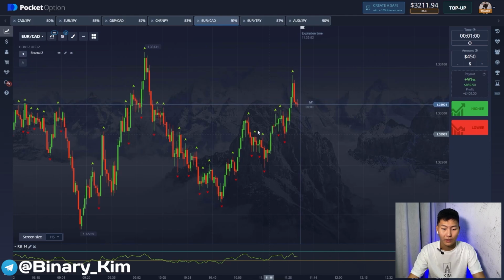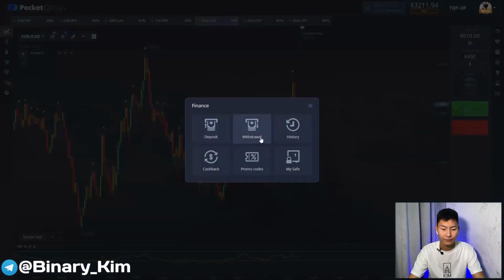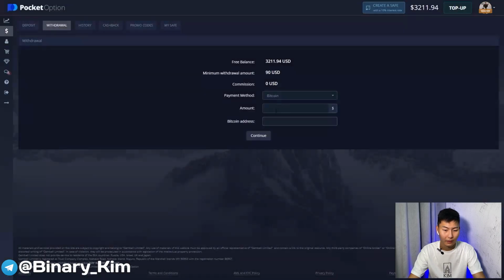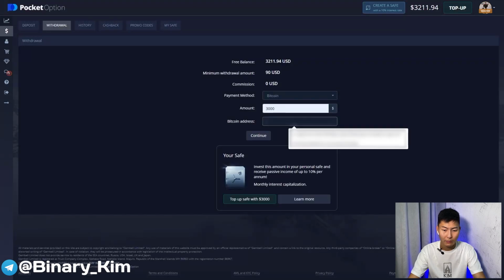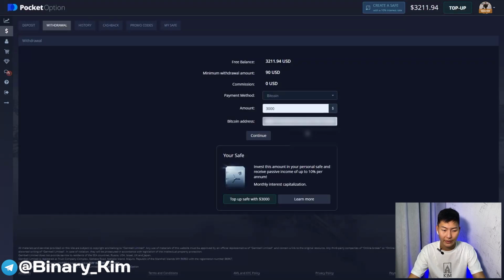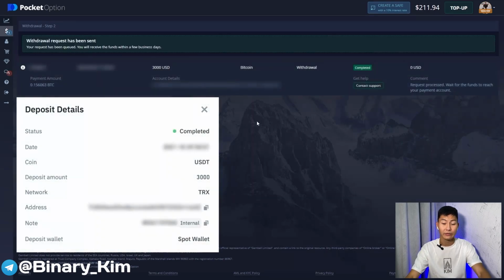We are gonna withdraw the money. Let it be $3,000 to my Bitcoin wallet. Press the continue button. That's it, guys. Our transaction is being processed. I will touch the screen when it's done.